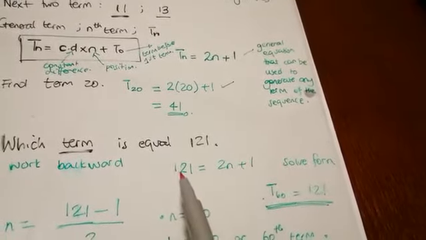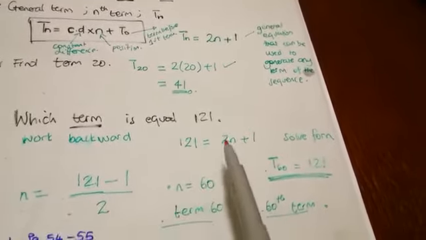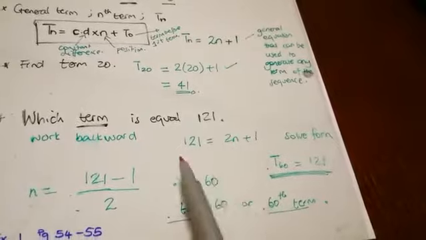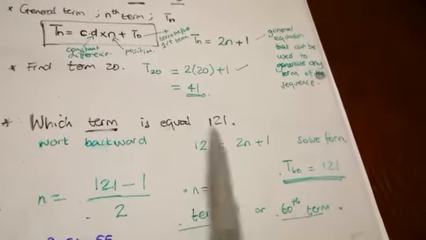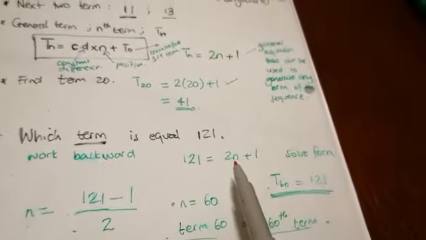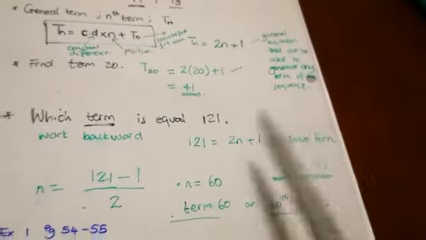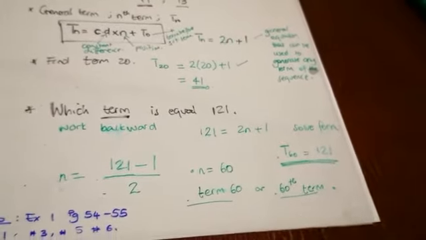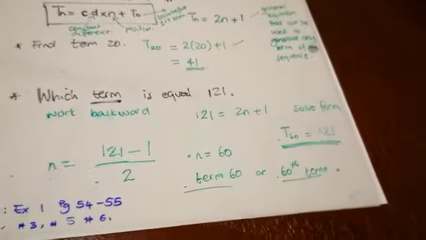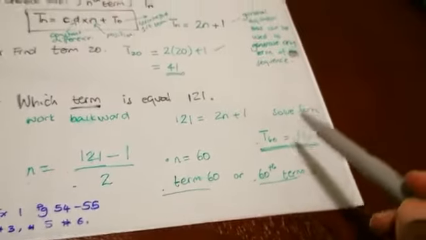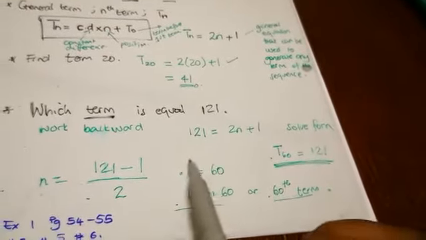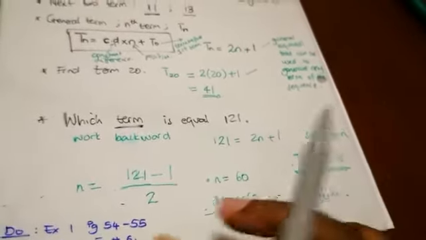So you subtract 1, okay? Subtract 1, and then you divide by 2. So 121 minus 1 is 120, and then you divide by 2. You just solve for n in this equation: you substitute 121 in the place of Tn, and this is equal to 2n plus 1. Then you solve for n. So n comes out as 60. Then you must answer the question because it said which term. So you must say it is term 60, or it's the 60th term, or you can say T60 is equal to 121. Don't just end with n equals 60. You have to answer the question.